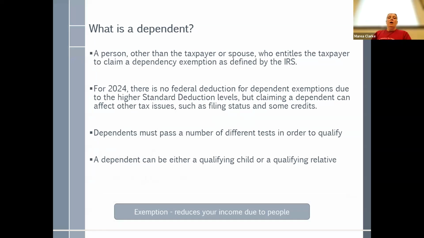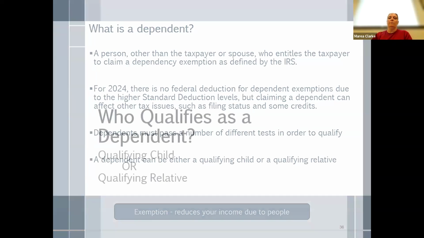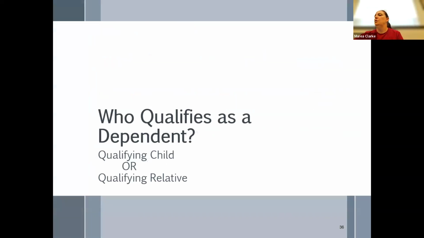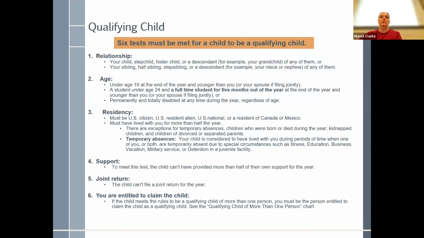All right. Dependents must pass a number of tests in order to qualify. And there are two broad categories of dependents. A dependent can be either a qualifying child or a qualifying relative. Now remember, an exemption is something that reduces your income due to people. We did lots of adjustments based on how you spend your money. An exemption is based on people in your family. All right, so who qualifies as a dependent?